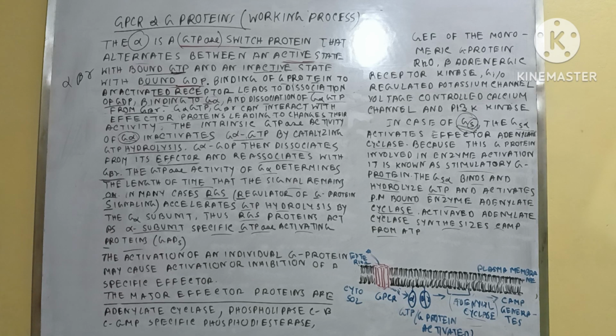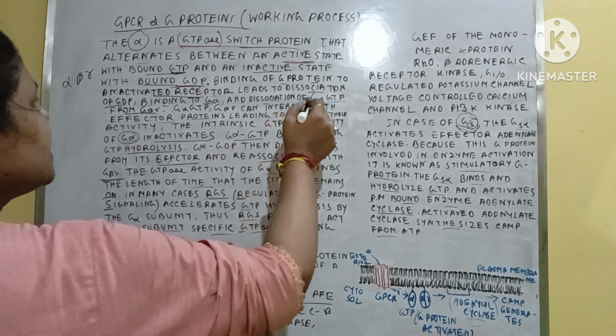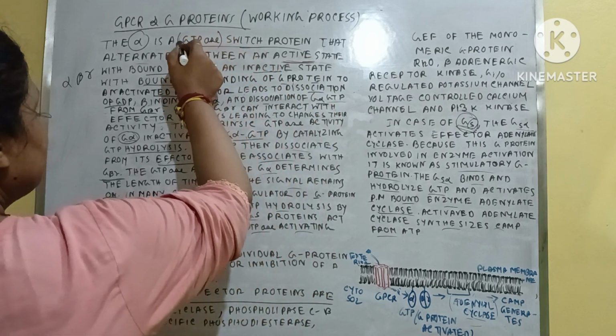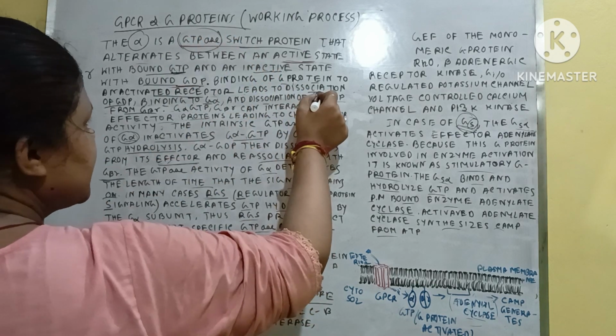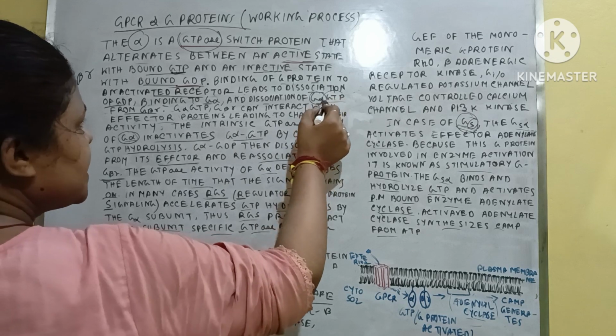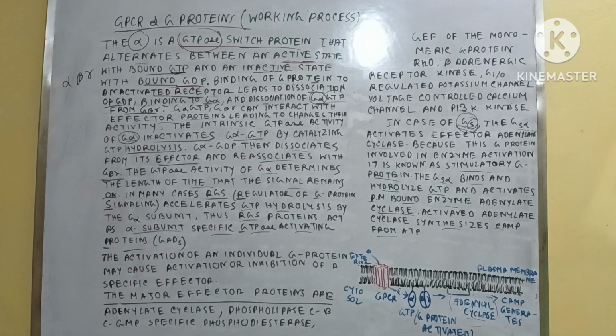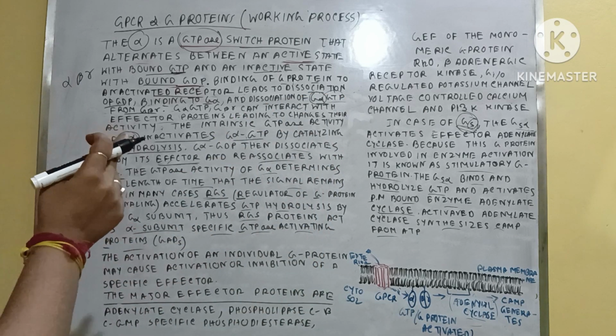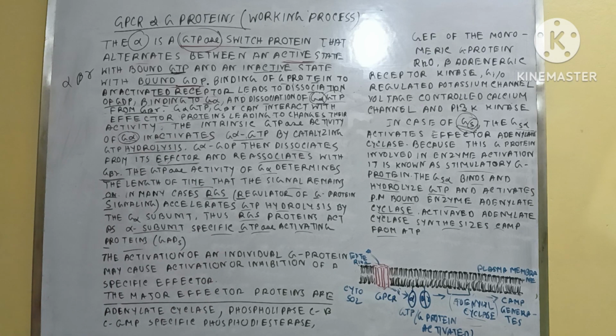when GTP concentration is very high, then G alpha is bound to the GTP, and as GTPase activity is present in G alpha, G alpha tries to hydrolyze this GTP into GDP and Pi. And again, what situation is occurring here?